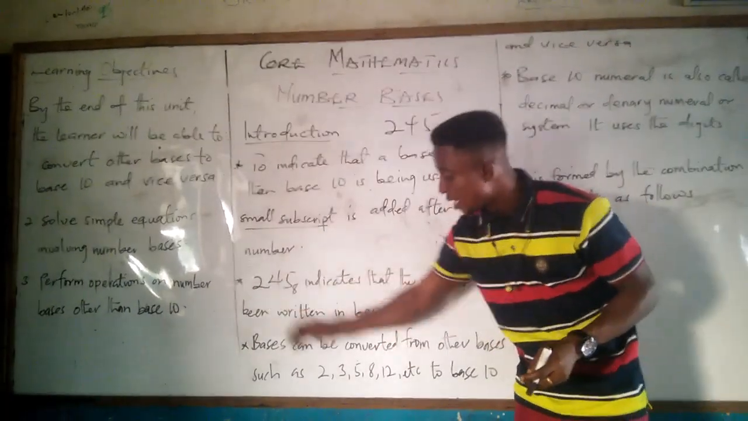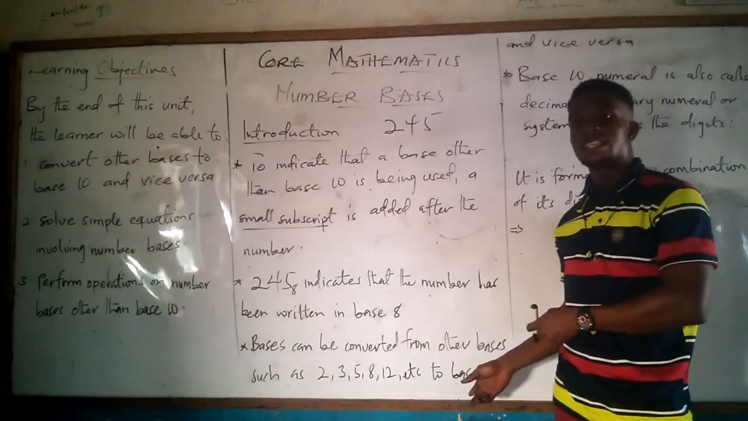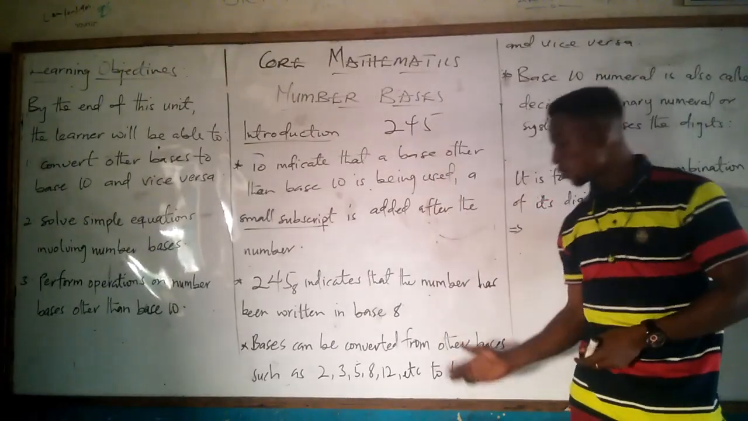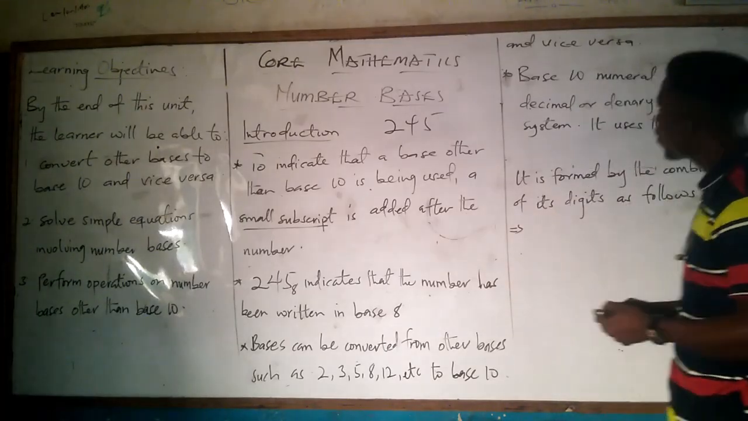Okay, so that is that. So I said all the numbers can be converted to base 10. And when base 10, like this one, is given, it can also be converted to any of these bases. Do we get that? Okay.